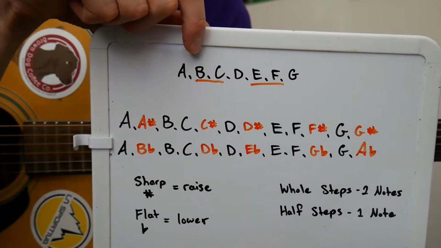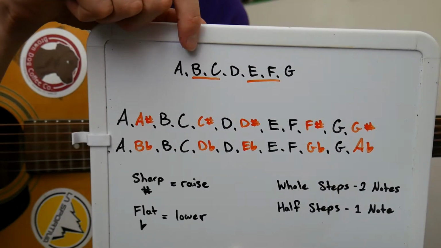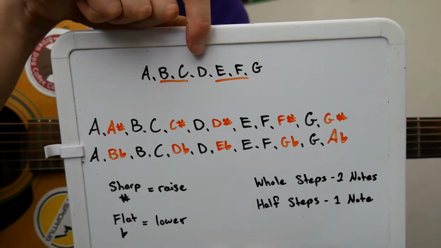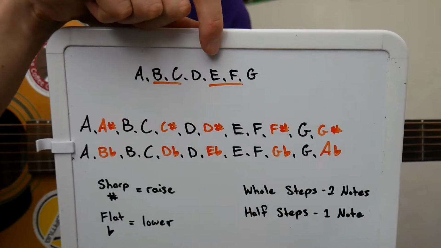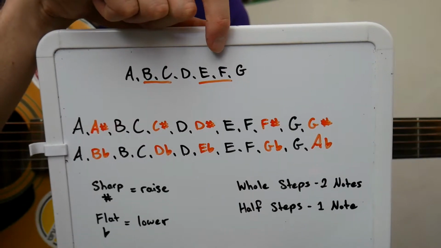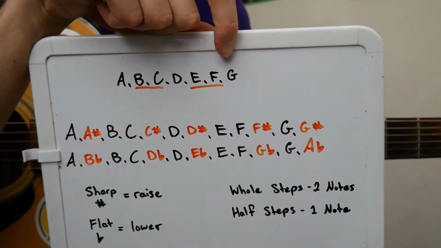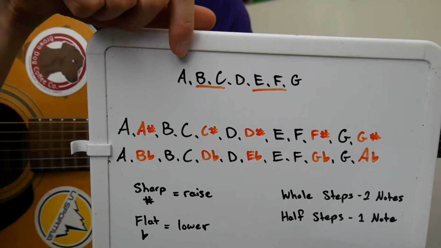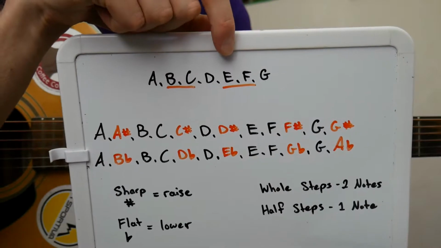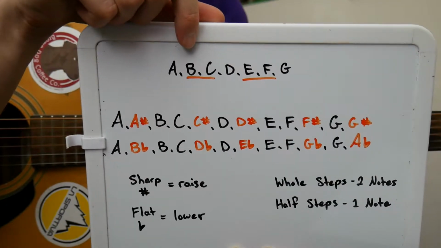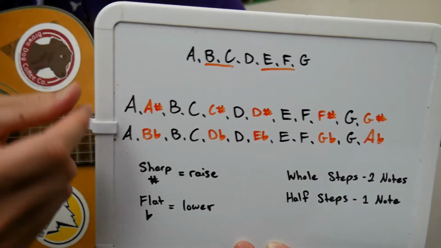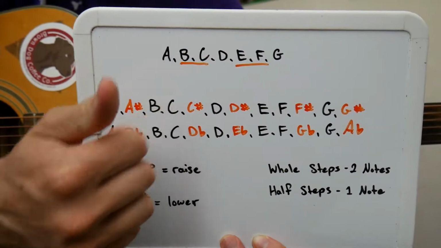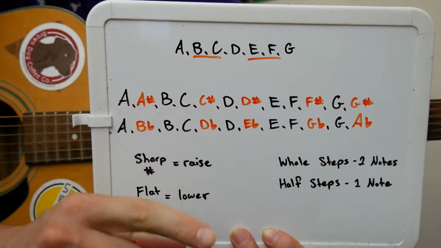So A to B is a whole step. B to C, half step. C to D, whole step. D to E, whole step. E to F, half step. F to G, whole step. And then G back to A is also a whole step. So B and C and E and F are right next to each other. They're best buddies. That's very important. So when you're going up, don't really think about the sharps and flats anymore. Don't worry about that.